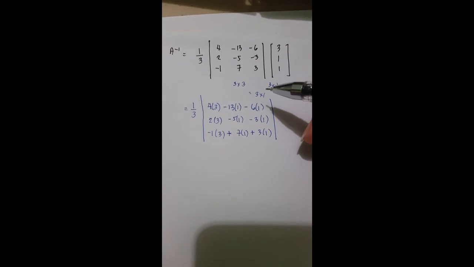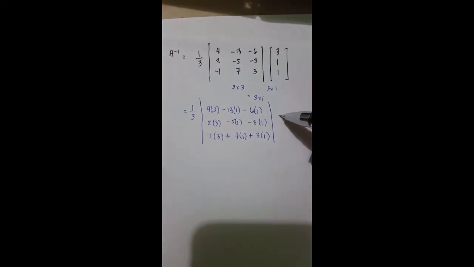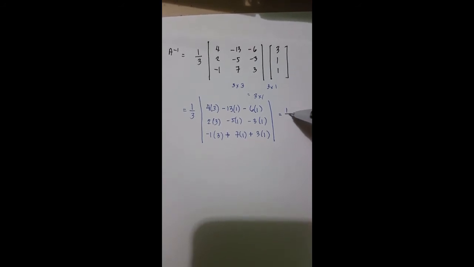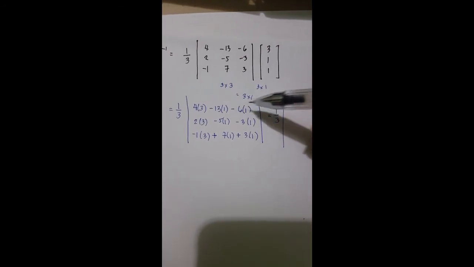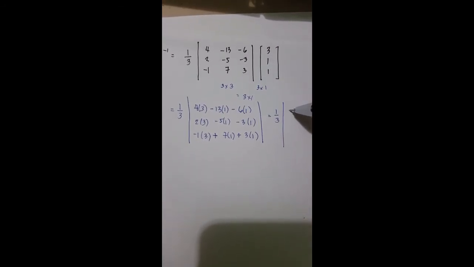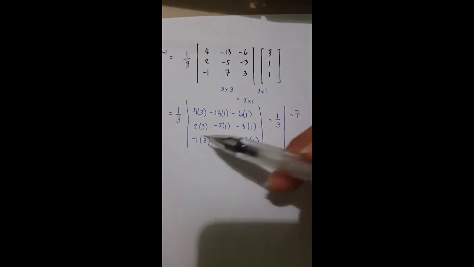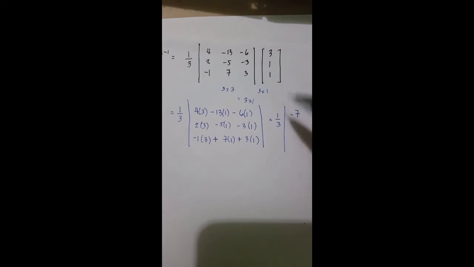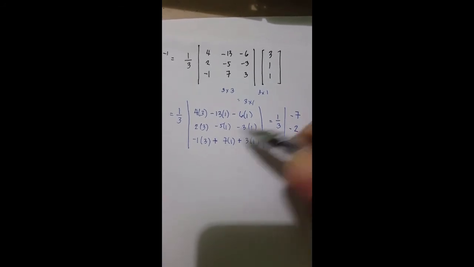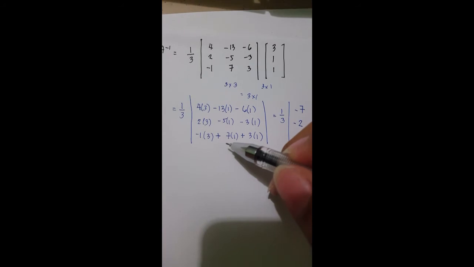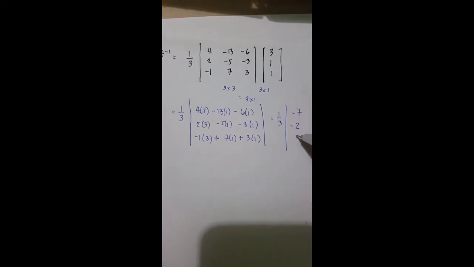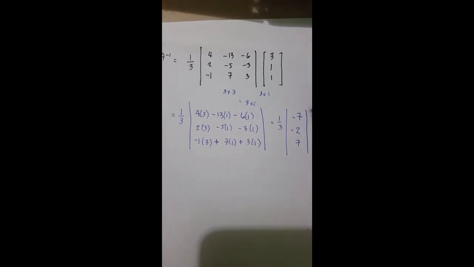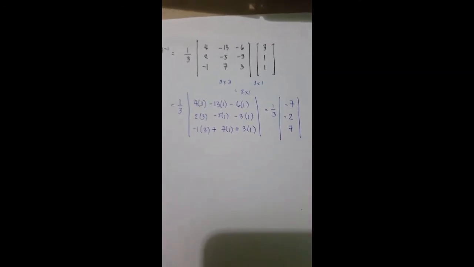So, now we arrive with a matrix. Our matrix is now 12 minus 13 minus 6, that is negative 7. We have 6 minus 5 is 1 minus 3, that is negative 2. We have negative 3 plus 7 is 4 plus 3. We have positive 7. So, this is our new matrix.